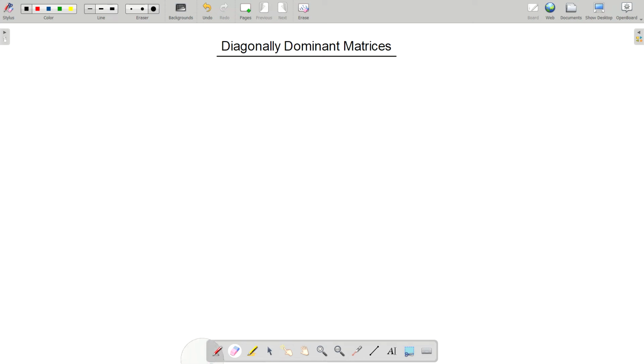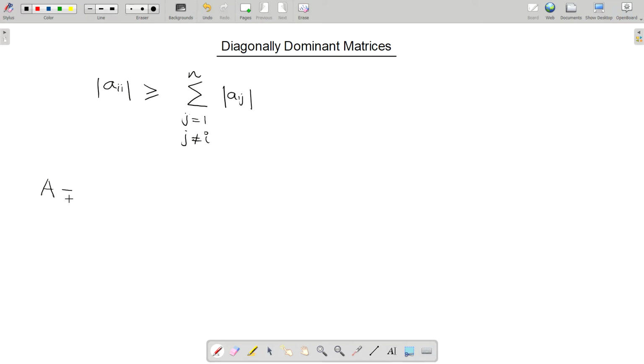So let's talk about diagonally dominant matrices. The definition says that |a_ii| is greater than or equal to the summation from j equals 1 to n of |a_ij|, where j is not equal to i. So what does this mean? Let's take an example.